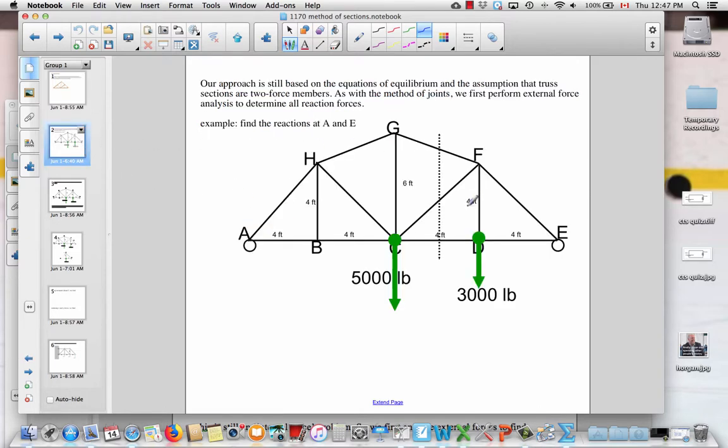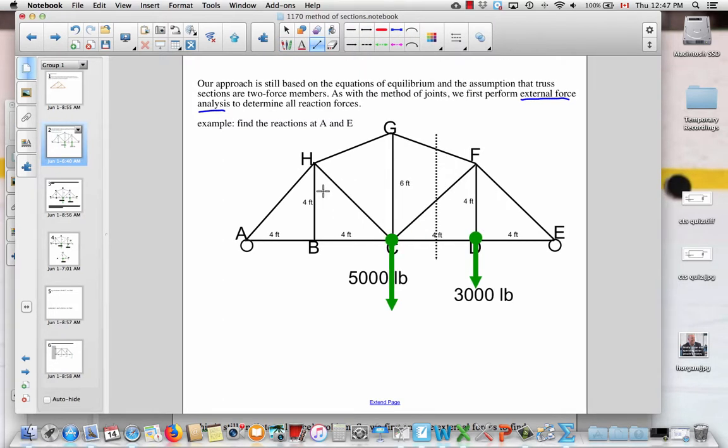So if, for instance, we were just interested in the tensile or compressive force in this FC member, we could use the method of sections. Now, our starting point is still the same, meaning that we first perform external force analysis. So we see that this is pinned at A and E, so we're expecting reaction forces at A and E, which we'll just add to the diagram here now. So this will be the reaction A, and this will be reaction E.